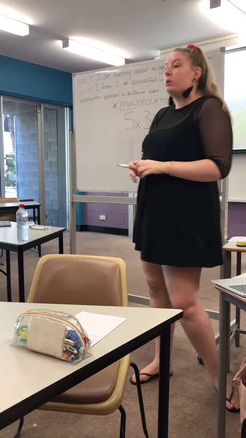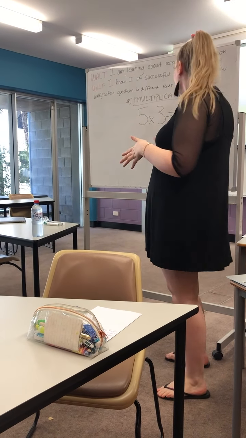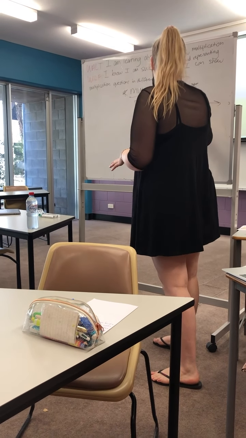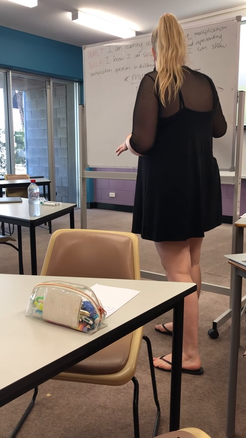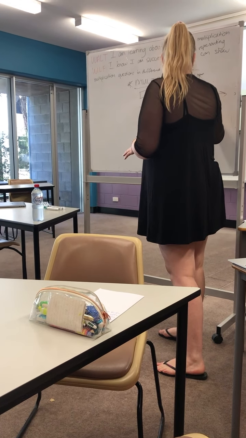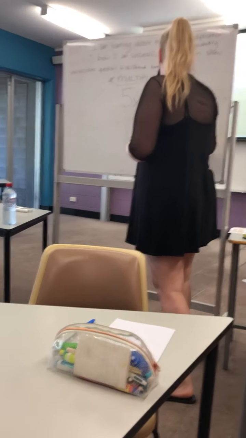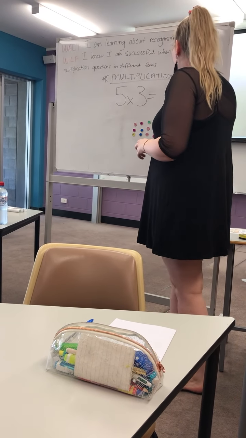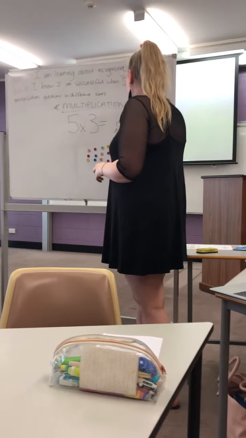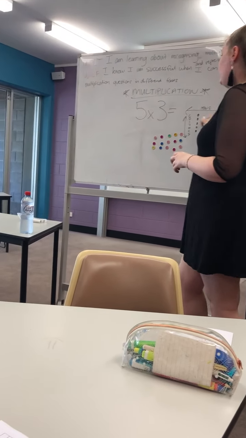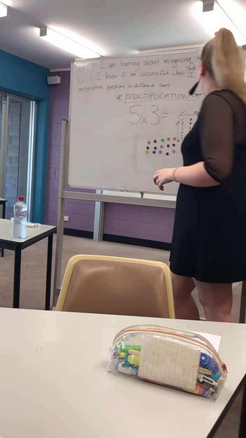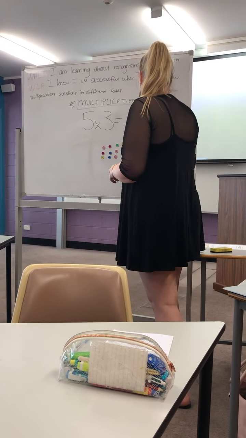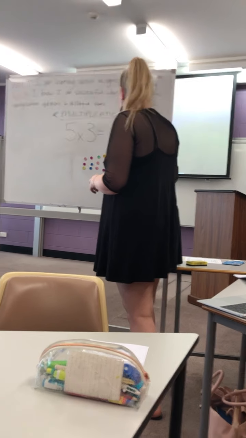So the other way we can do it is with our arrays. So remember, it's similar to our groups of 3, but we use our columns and our rows. So our rows go across, and our columns go up and down. So when we do 5 groups of 3, I want to see 5 rows. Just go this way. And then our 3 in the column, going up and down. So show me that with your counters.